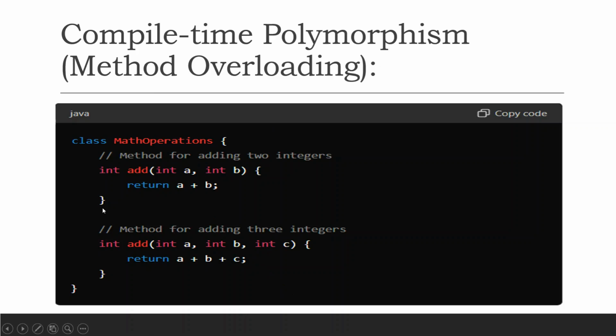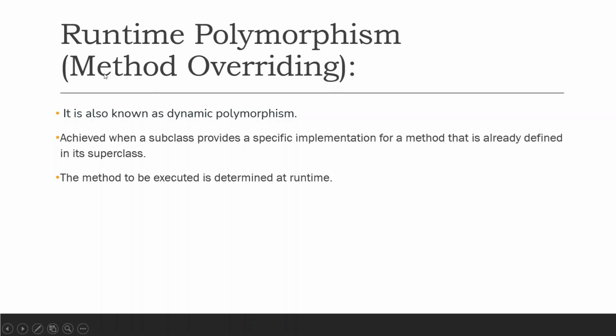So I think you understood. Let's move to the next topic, which is runtime polymorphism. We also call it method overriding. It is also known as dynamic polymorphism and is achieved when a subclass provides a specific implementation for a method that is already defined in its superclass.